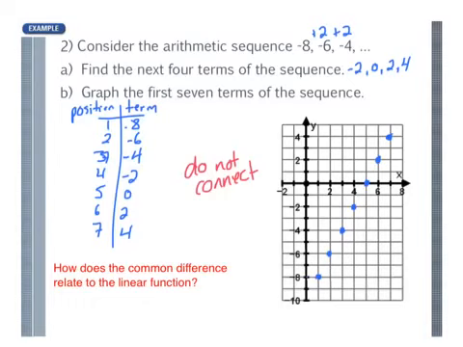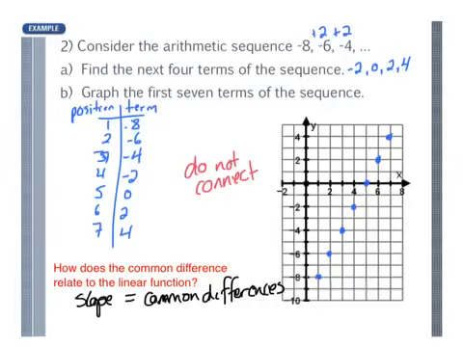Now, this question here, how does the common difference relate to a linear function? If you were to connect them, what's the relationship? Well, we see up here that the common difference was 2, and hopefully you can see in this line that the slope would be 2. So the slope is the same thing as the common difference. There is, in fact, some sort of relationship between linear functions and arithmetic sequences, and we'll dive into that more later.